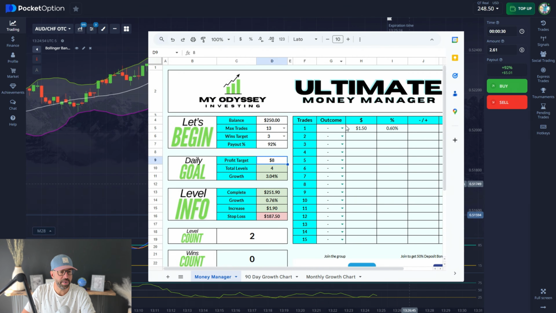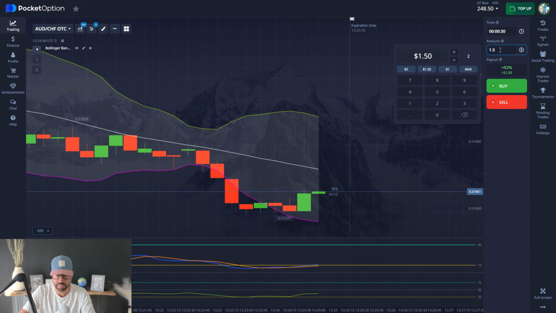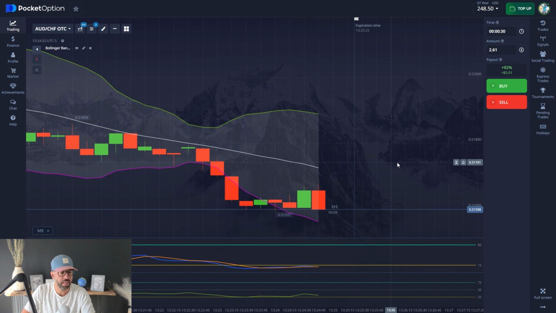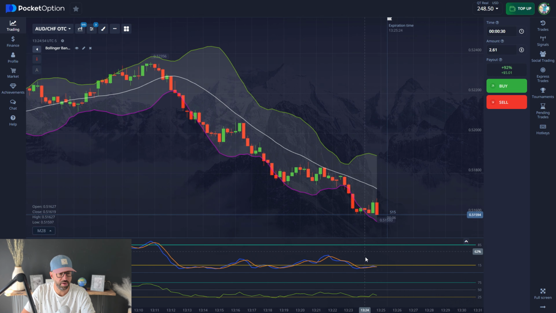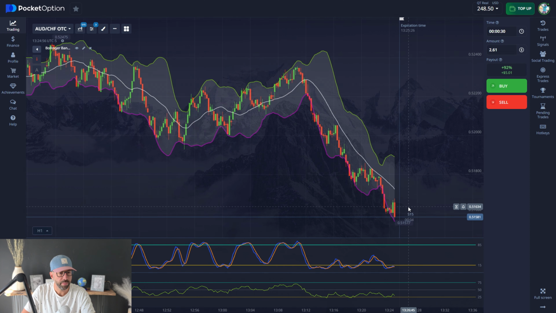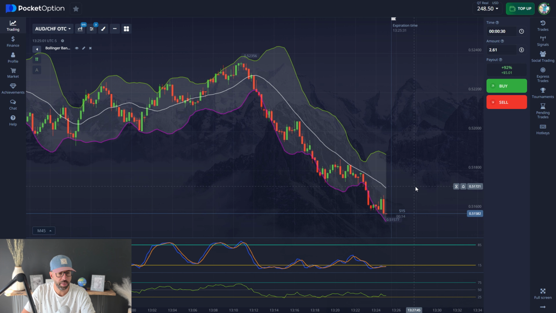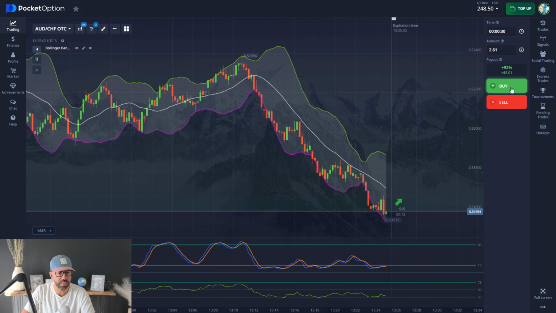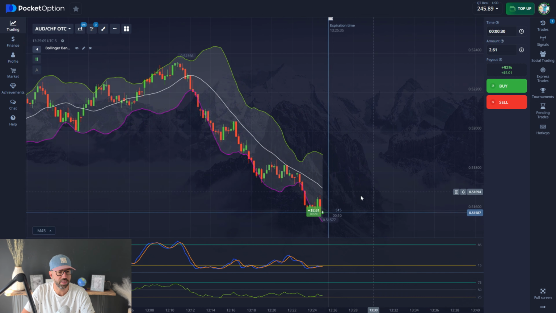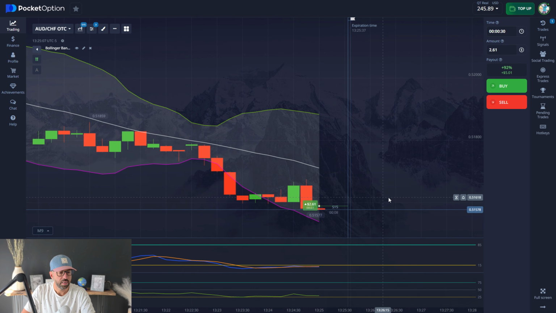We open up the money manager, we put in loss, and 2.61 is our next amount. So we enter 2.61, and look at this one bouncing around. It wants to go into a huge downward trend, but I feel this is coming out, so we're going to give this a go. Everything looks good, all of our indicators look good.